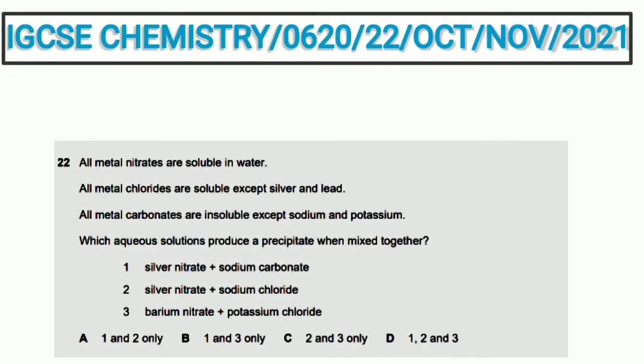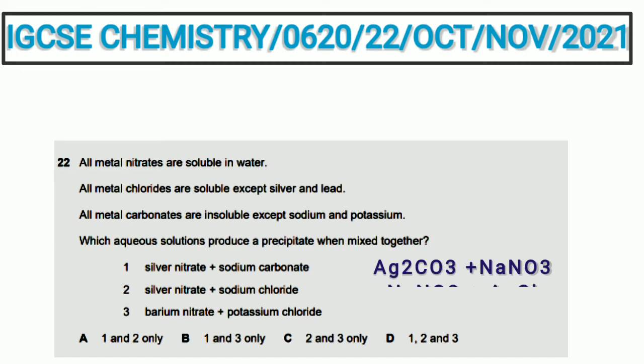Question 22. All metal nitrates are soluble in water. All metal chlorides are soluble except silver and lead. All metal carbonates are insoluble except sodium and potassium. Which aqueous solutions produce precipitate when mixed together? Let us first see which compounds will be formed. Silver nitrate and sodium carbonate will react to form silver carbonate and sodium nitrate.